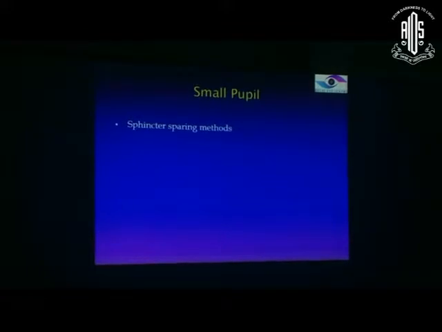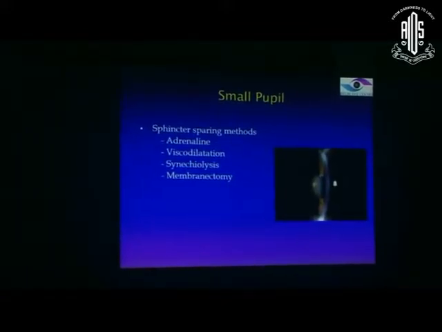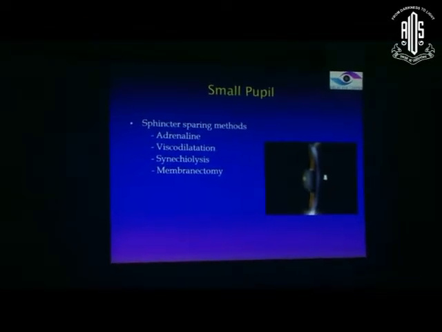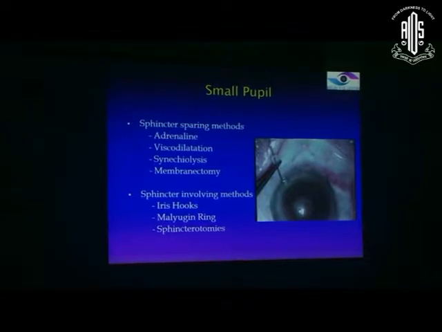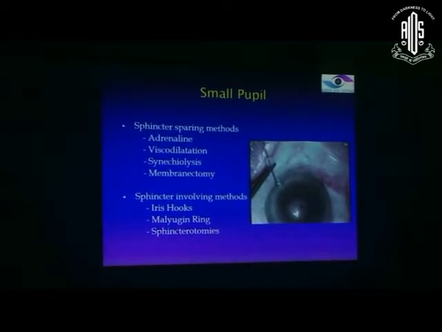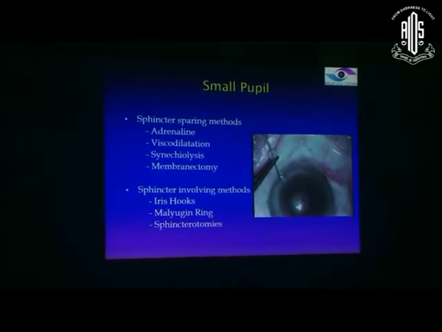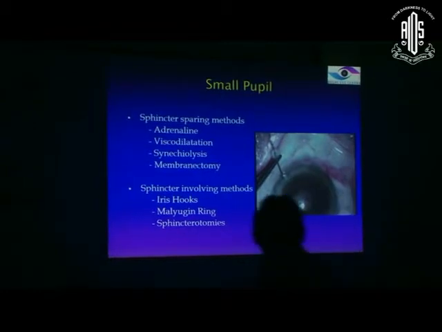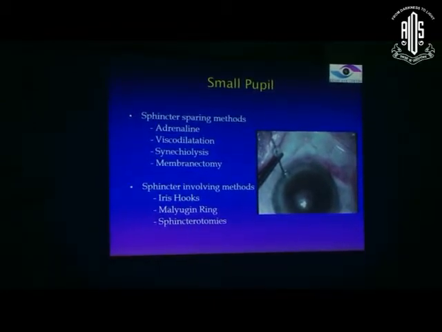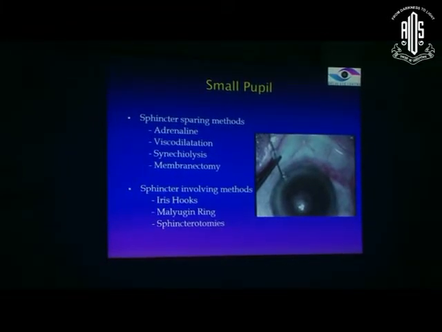So if we have a small pupil, then we have various methods to tackle this. A few of the important ones are sphincter sparing methods, or we have the sphincter involving methods, like you can use iris hooks or Malugin rings. If we don't have these available to us, we can do multiple very, very small sphincterotomies. But it's important to remember that in case of floppy iris syndrome, iris hooks help a lot, whereas sphincterotomies should be avoided in these cases because the iris is already quite lax.